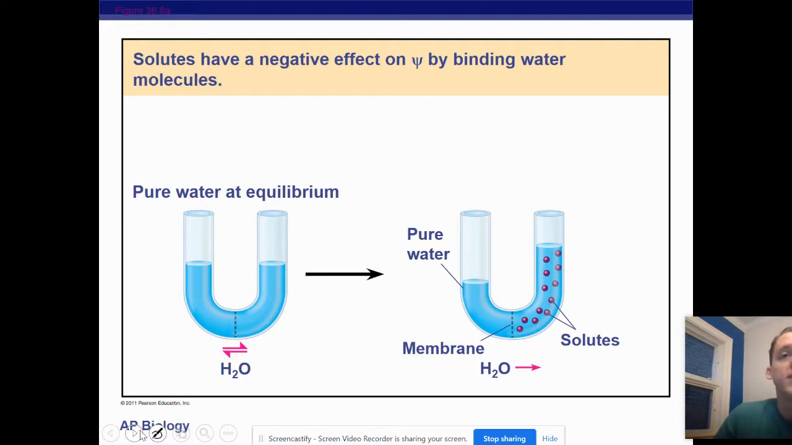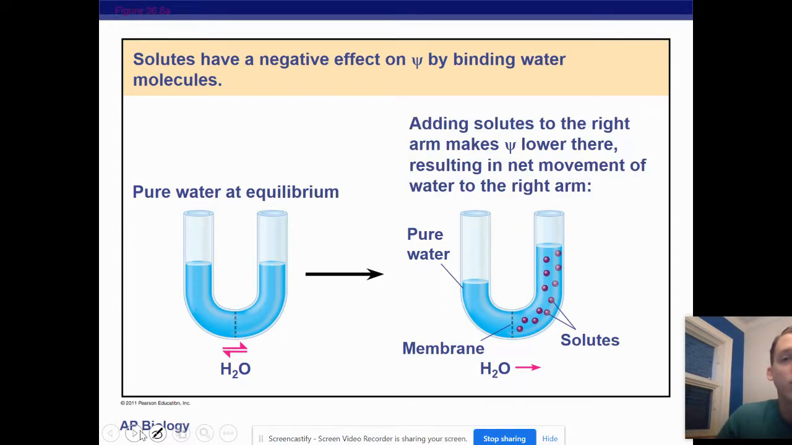All right, solutes have a negative effect by binding water molecules. Adding solutes to the right arm makes the water potential lower there, resulting in a net movement of water to the right. So we added solute to the right arm, and therefore water moved to the right because it had to move from high to low.